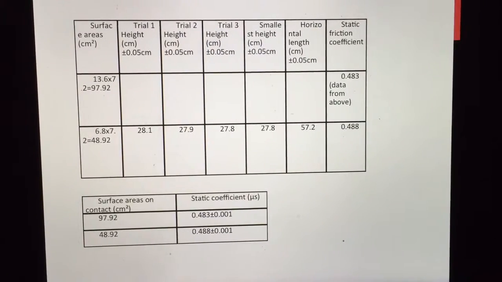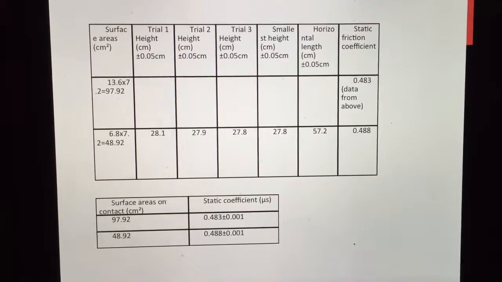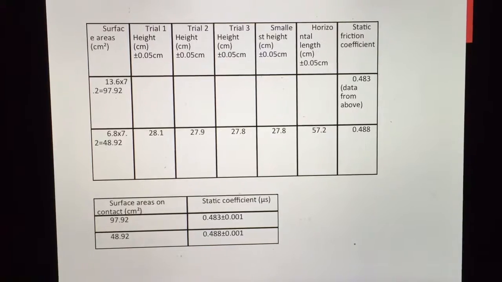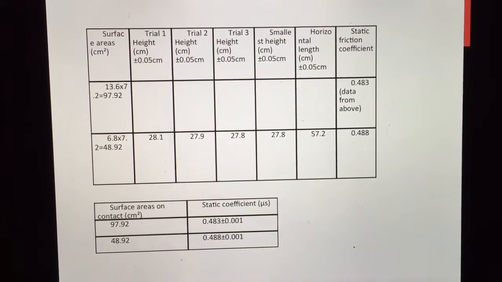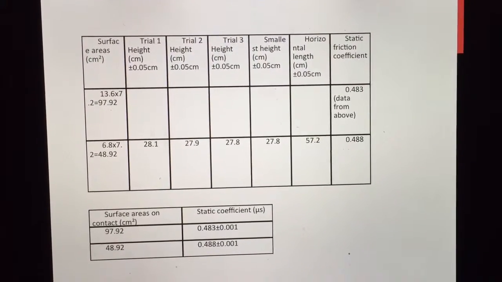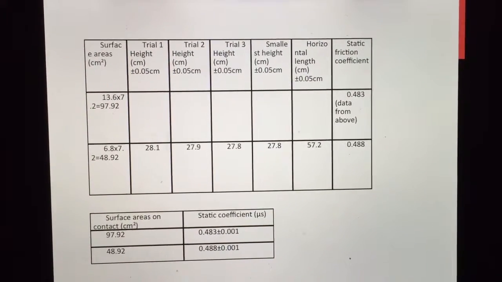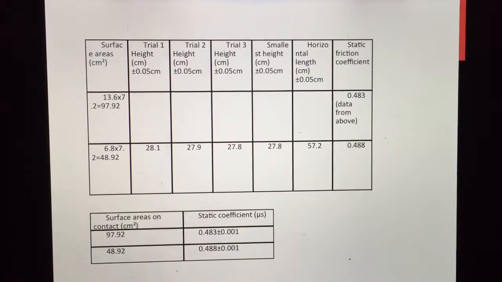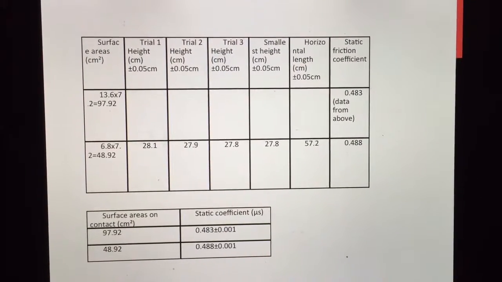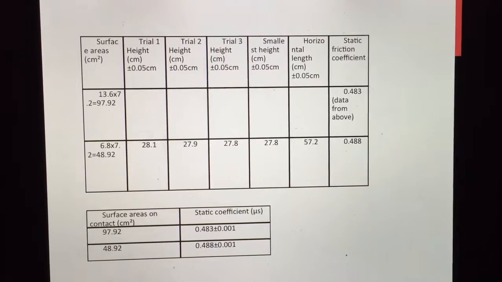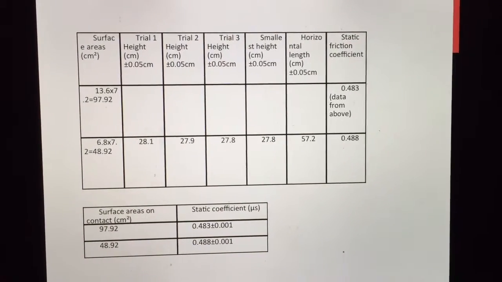And these are my results for the surface areas. As we can see, I cut the wood block into two and overlapped both halves. So I made sure the mass didn't change, only the surface area in contact. The previous coefficient was 0.483, and the new coefficient is 0.488. So as we can see, there's not much difference.